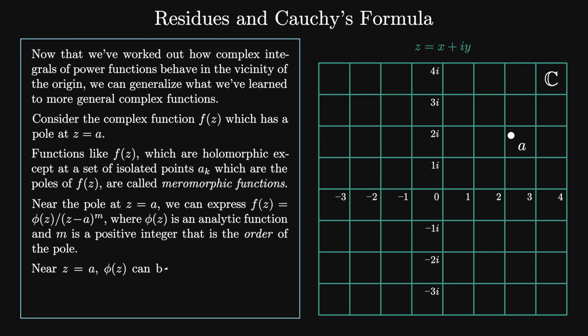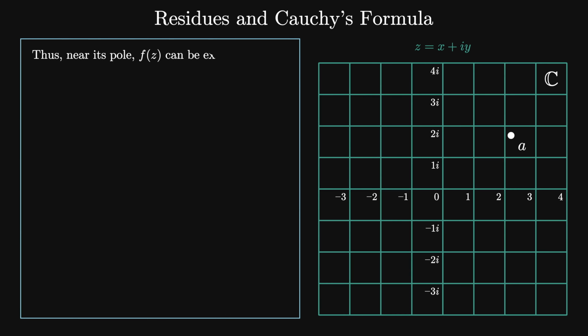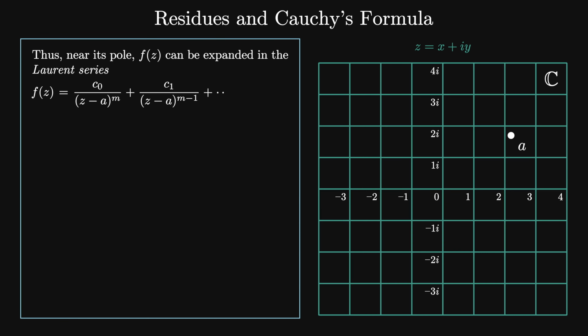Near z equals a, phi(z) can be expanded in a power series. Phi(z) equals the sum from n equals 0 to infinity of c_n times (z minus a)^n, where c_n equals the nth derivative of phi evaluated at a divided by n factorial. Thus, near its pole, f(z) can be expanded in the Laurent series. f(z) equals c_0 divided by (z minus a)^m plus c_1 divided by (z minus a)^(m-1), etc., through c_(m-1) divided by (z minus a) plus c_m times (z minus a), etc.